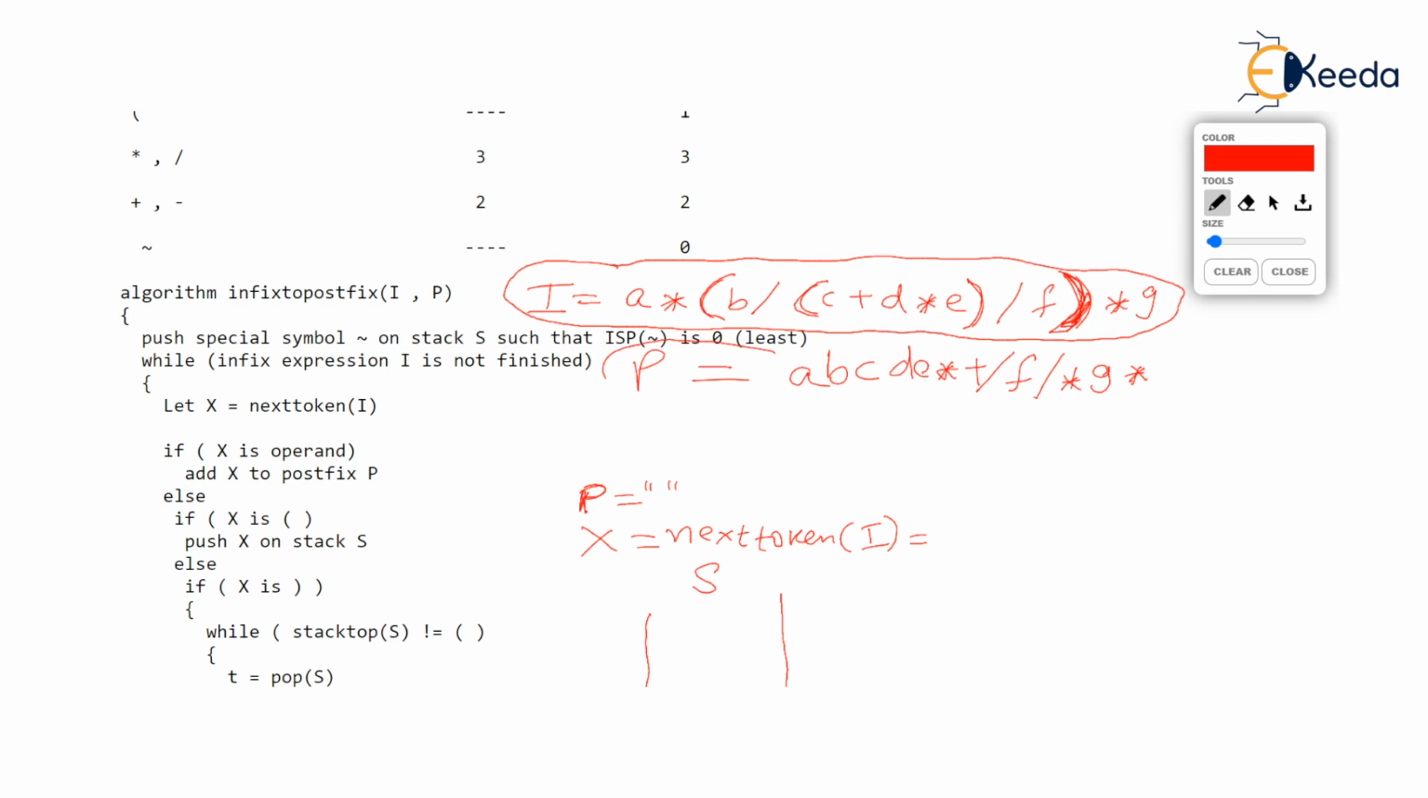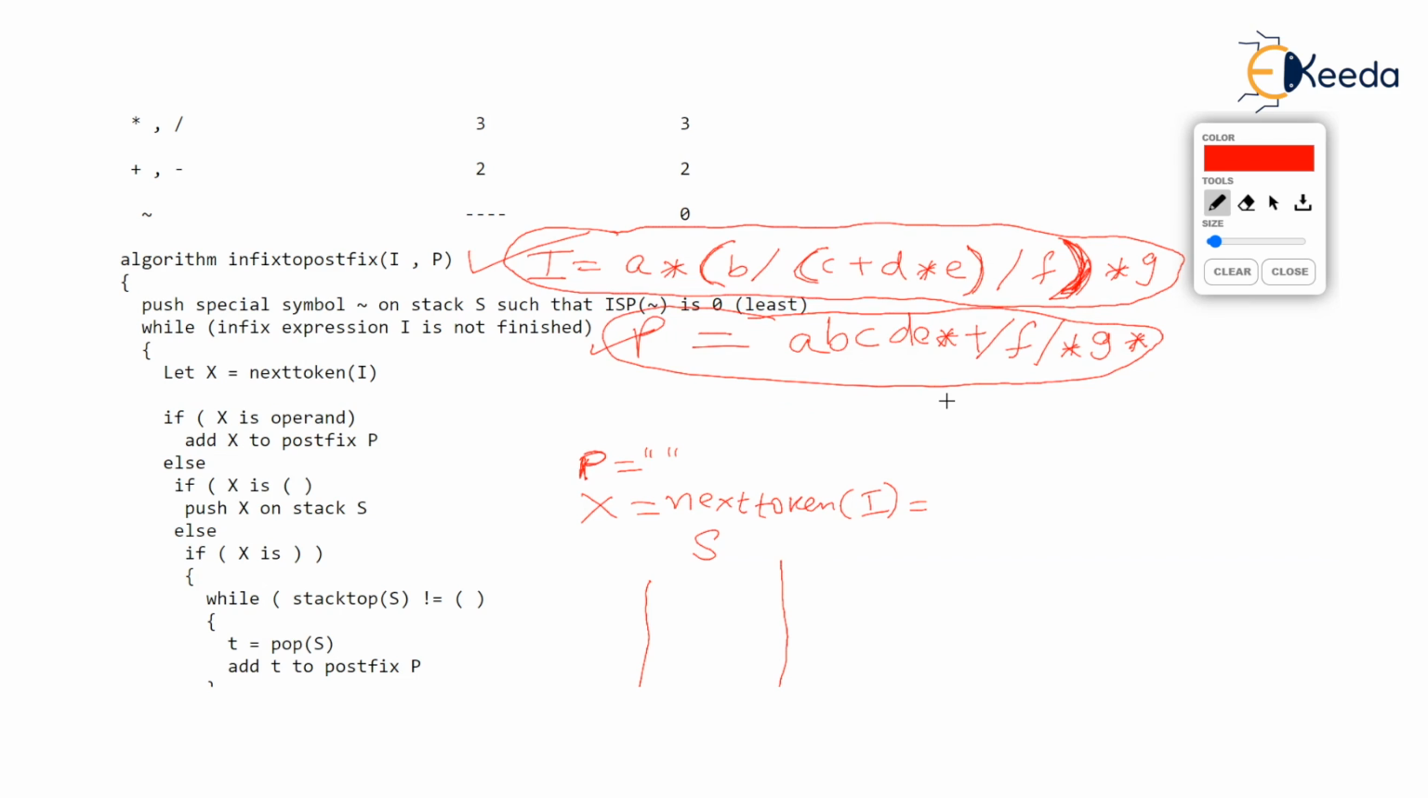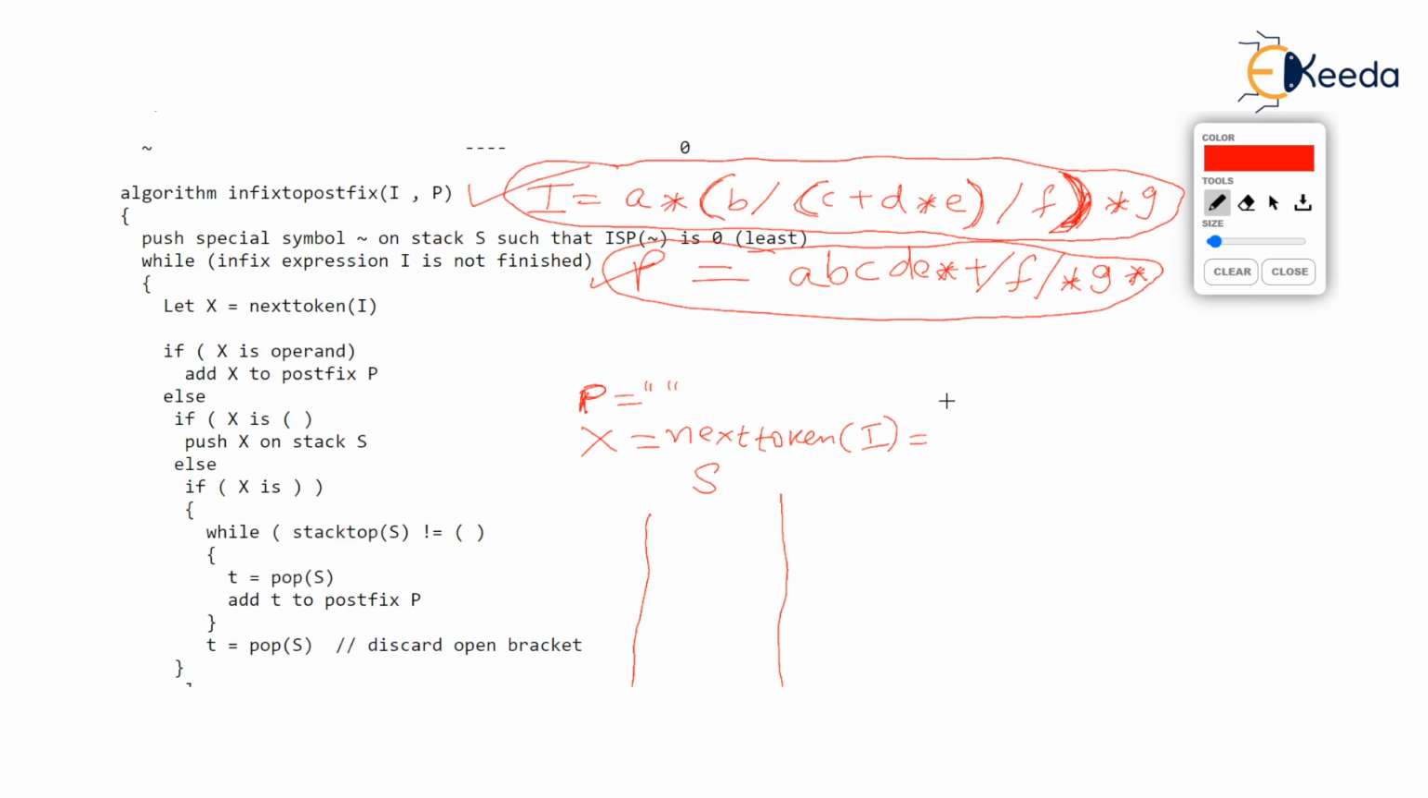Note, the I is the input, infix expression, and this should be our output, postfix expression. Okay. So how do you start? You see that our algorithm starts with the empty postfix. Check the cursor. P is the empty postfix. And X, as usual in the earlier algorithms, is going to give us the next token of I. So we will scan the I from left to right.